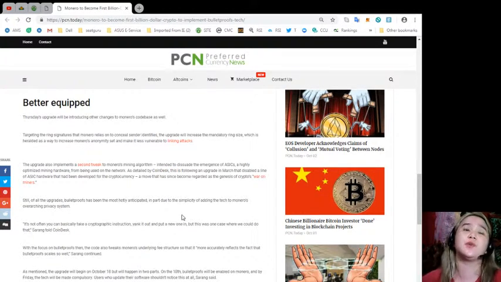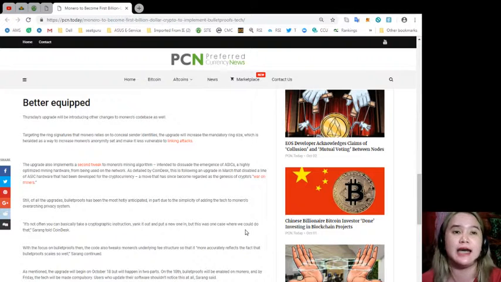Now, targeting the ring signatures that Monero relies on to conceal sender identities, the upgrade will increase the mandatory ring size, which is heralded as a way to increase Monero's anonymity set and make it less vulnerable to linking attacks.